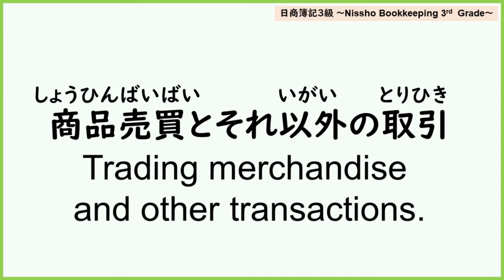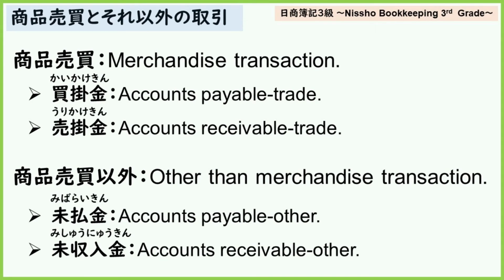The sixth content. Trading merchandise and other transactions. In bookkeeping, it's crucial to distinguish between transactions related to merchandise and those that are not. For instance, the journal entries for these two transactions are entirely different. For companies, trading merchandise is a significant transaction as it constitutes their core business. Therefore, transactions related to trading merchandise and those that are not are processed separately using different account names.